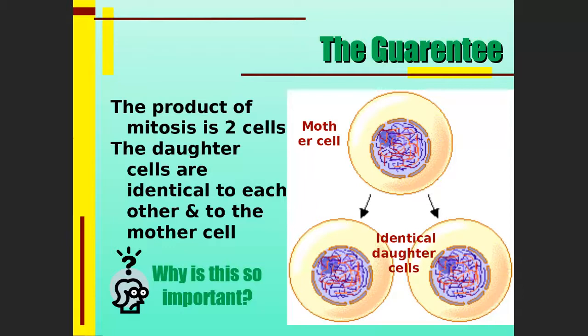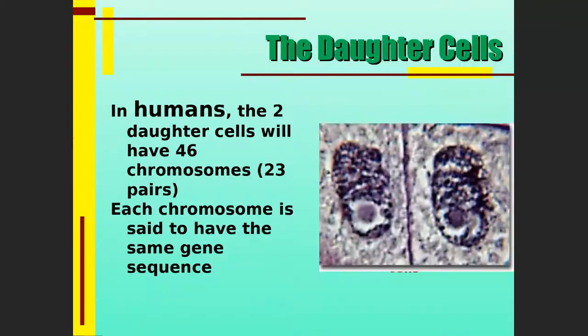The product of mitosis is two cells. The daughter cells are identical to each other and to the mother cell. Why is this so important? You see this is the mother cell, and the daughter cells are identical to each other. Why is it so important that they should be identical? This is the question that arises. In humans, the two daughter cells will have 46 chromosomes, 23 pairs, and each chromosome is said to have the same gene sequence.